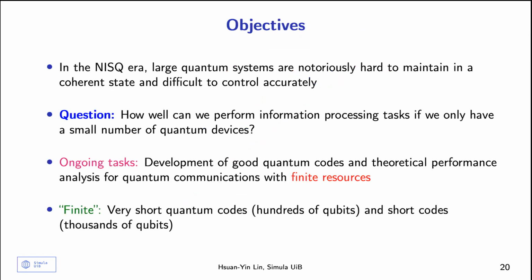So yeah, this is just the final slide. Our goal now, with our PhD and our lab, is that we want to develop good quantum codes, but for finite resources. And finite resources just means very short quantum codes, which is hundreds of qubits, even smaller, or thousands of qubits. Yeah, then I finish my talk today.